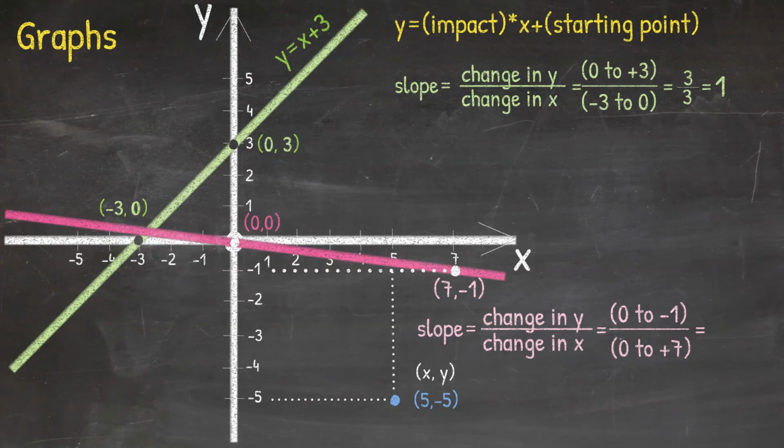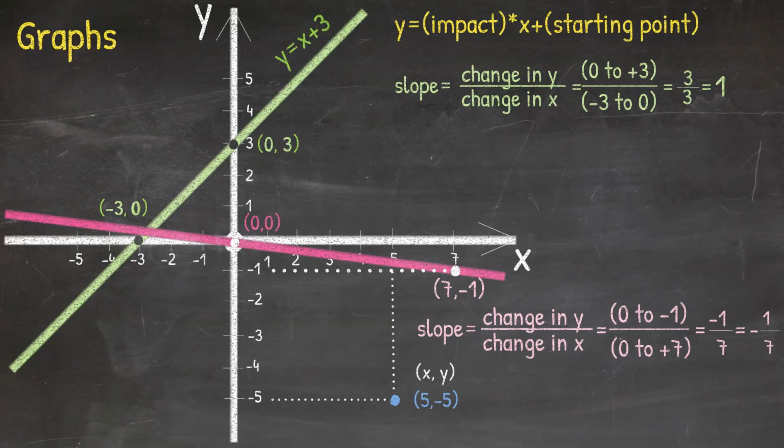So as we proceed in the numerator, 0 to -1 means a decrease of 1, and decrease means minus. So we went in the -1 direction. And from 0 to +7, we grew by 7, so that's a positive growth. So we write down 7. As a result, we get a fraction of minus 1 over 7. And this is our slope.